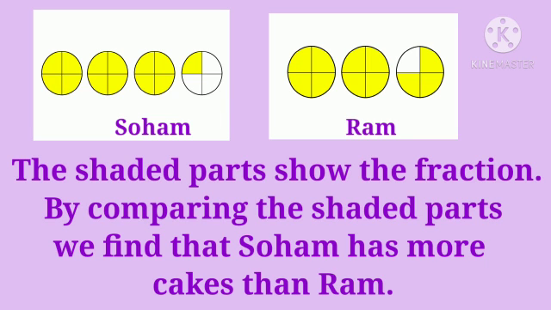Now let us compare the shaded part of Soham and Ram. The shaded part shows the fraction. By comparing the shaded parts, we find that Soham has more cake than Ram.